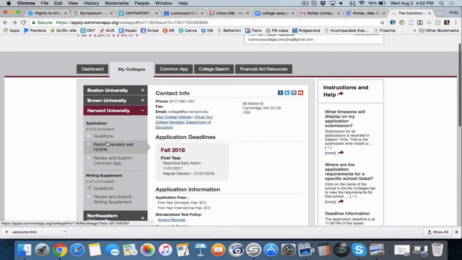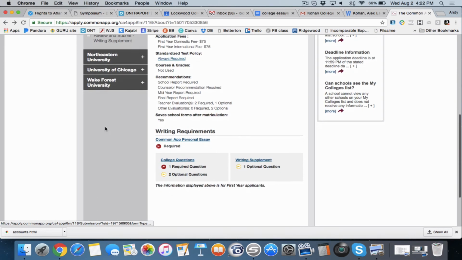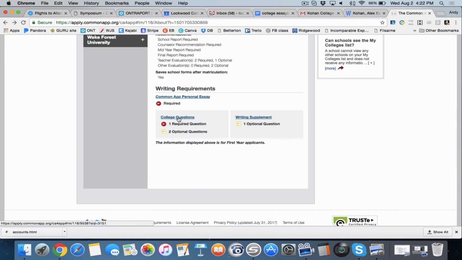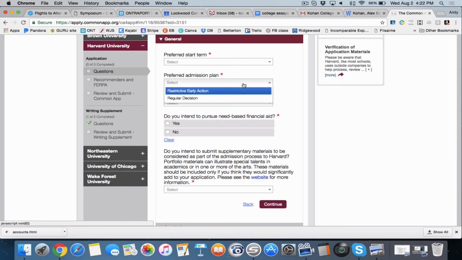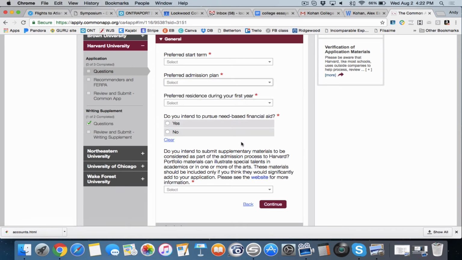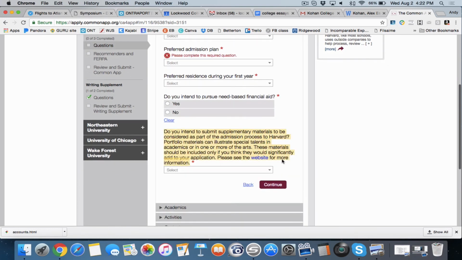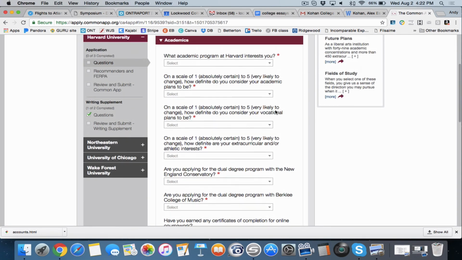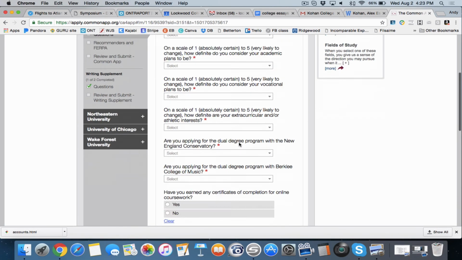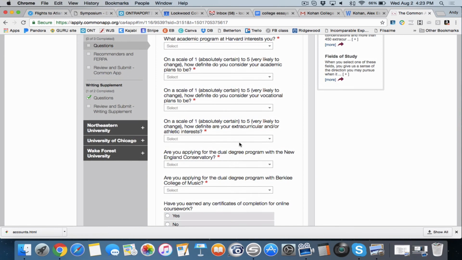Here is Harvard's section of the Common App, and they have a required question, 2 optional questions, and then they have a writing supplement with 1 optional question. So let's just take a look at each one. Oh, plus they have the Common App personal essay. So let's just look at the college questions. Similar stuff. How are you applying? Need-based or not need-based? Supplementary materials. That's if you're an artist. That's kind of interesting. And then, more sort of drop-down questions, but requiring some thought.